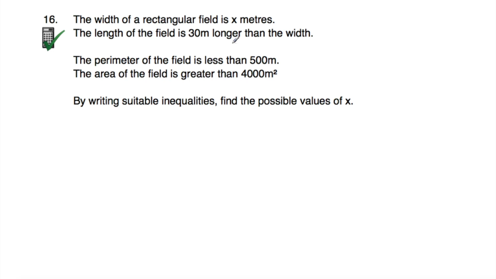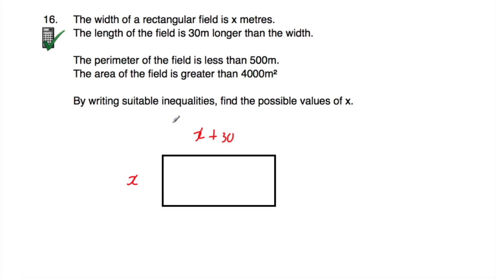So I'm going to start off by drawing a sketch of this information. We've got a rectangular field, so let's draw a rectangle. And we're told the width of the field is x meters, so let's call the width x meters, and the length of it is 30 meters longer than the width. So if this is x meters, this would be x plus 30 meters because it's 30 meters longer.